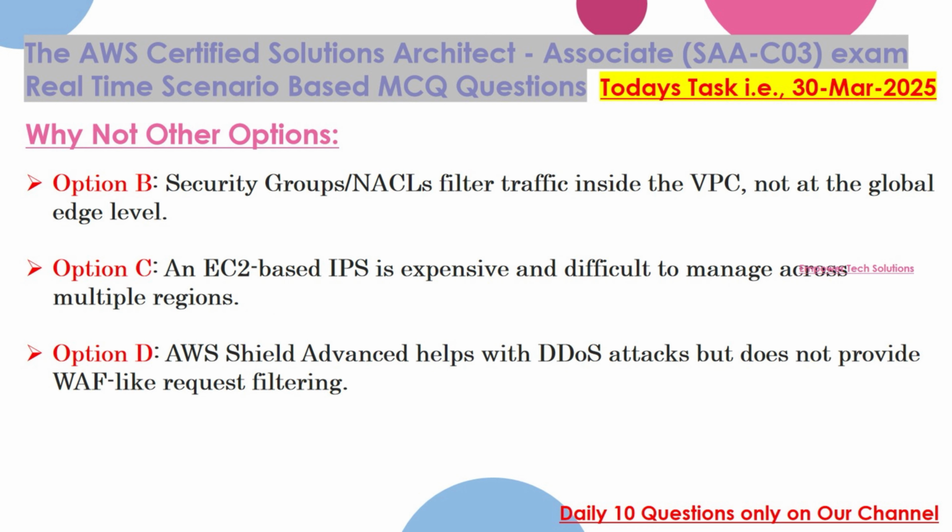Why not other options? Option B. Security groups/NACLs filter traffic inside the VPC, not at the global edge level. Option C. An EC2-based IPS is expensive and difficult to manage across multiple regions. Option D. AWS Shield Advanced helps with DDoS attacks but does not provide WAF-like request filtering.